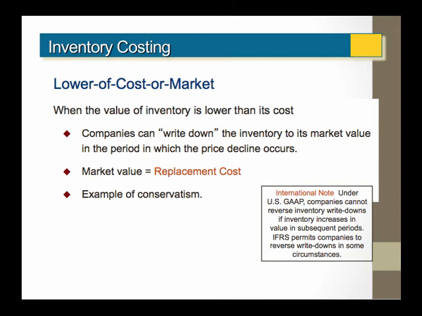We do this because we want to make sure that our financial statements are conservative. So in essence, if we have an inventory item that is decreased in value, we need to reduce the cost of the inventory in our accounting records to whatever the replacement cost is. This reduction in the cost of the inventory is expensed in cost of goods sold at the end of the period.